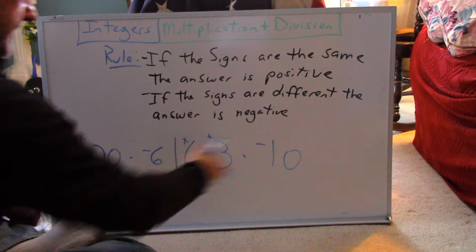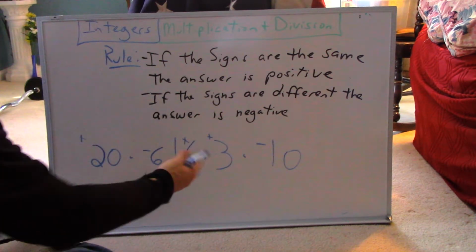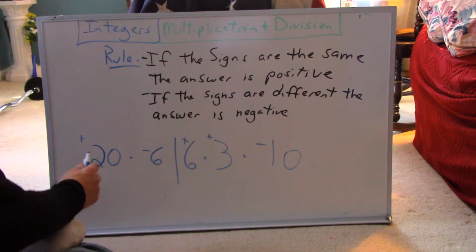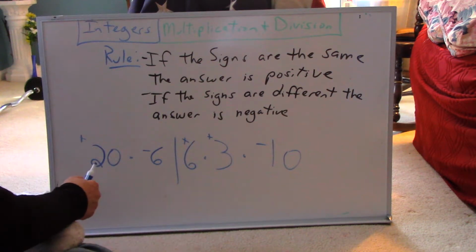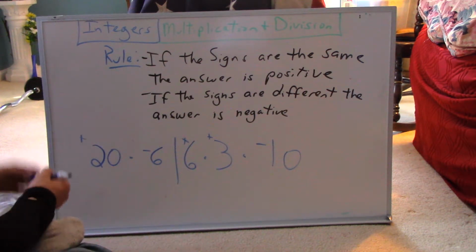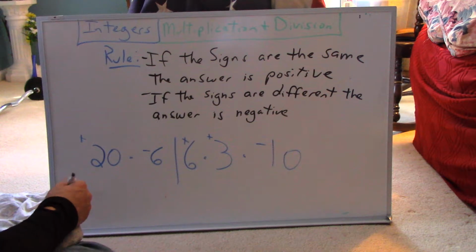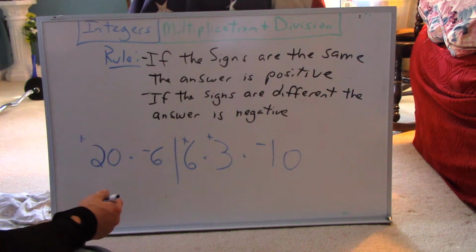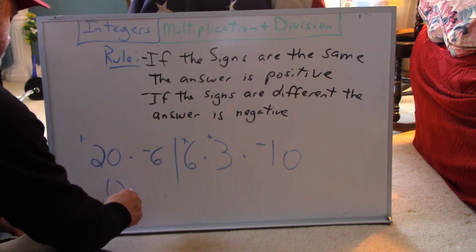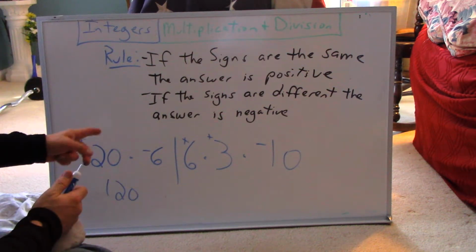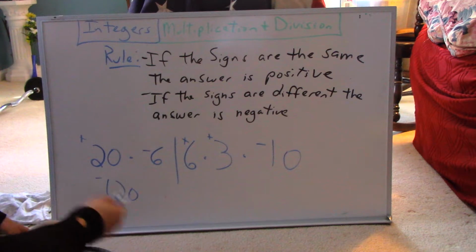So, here's a two-step one really. Positive 20 times a negative 6. So 20 times 6, well, we do 6 times 2, it's 12, plus a 0, so it's 120. And then they're different signs, so it's negative.